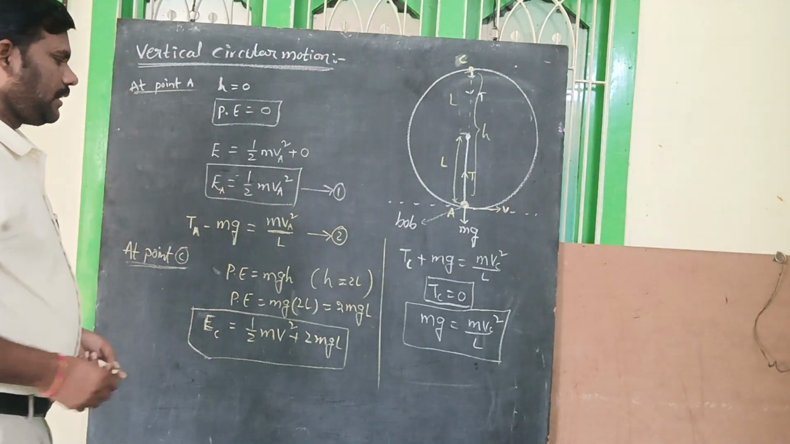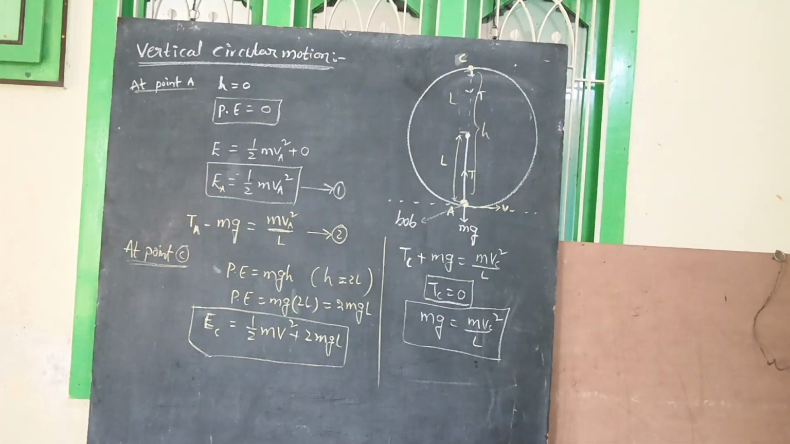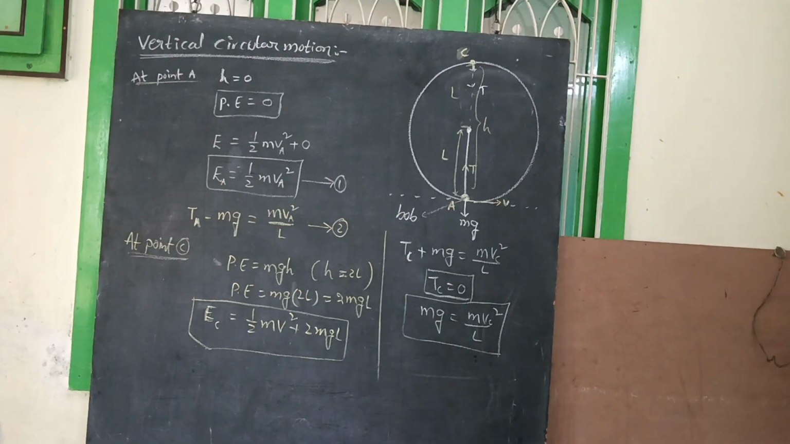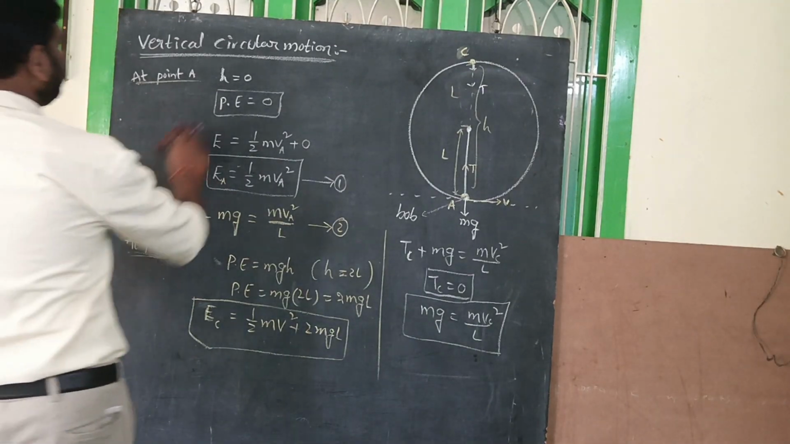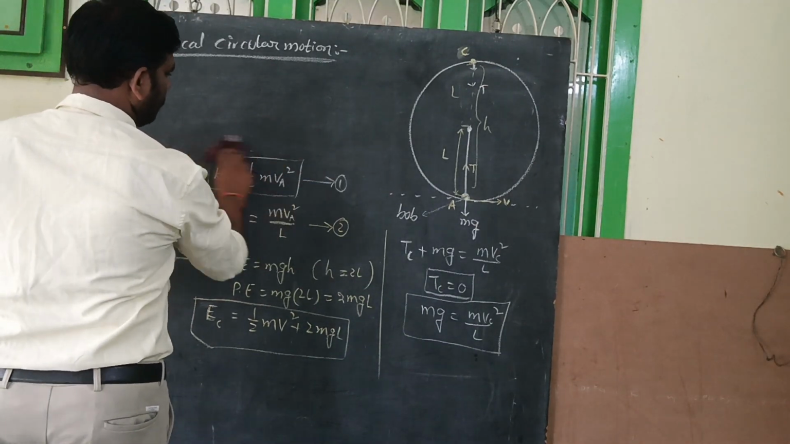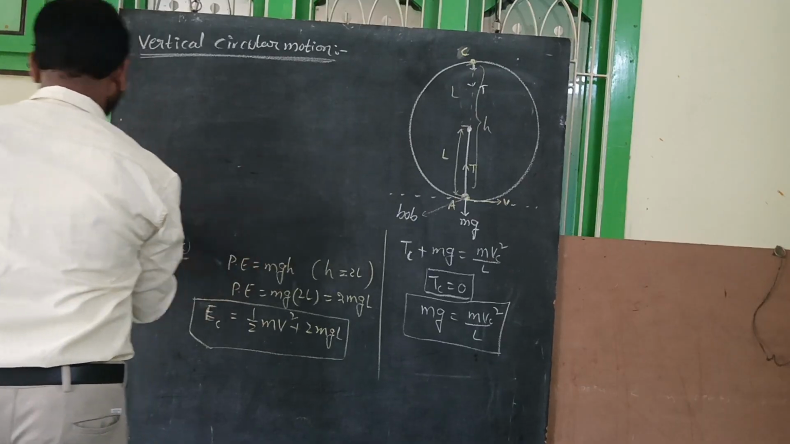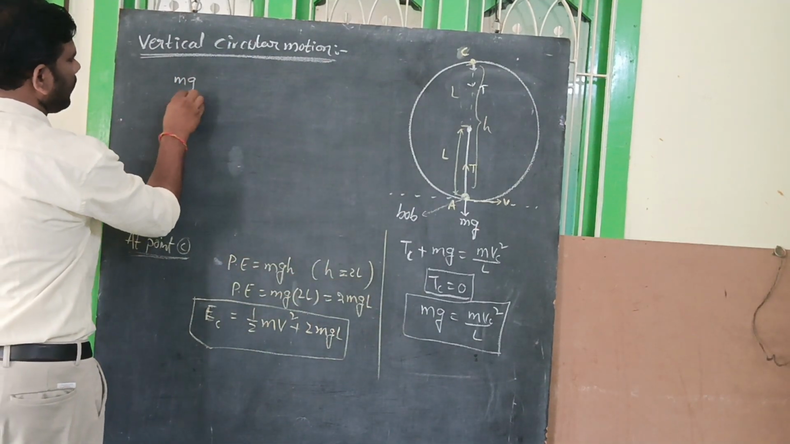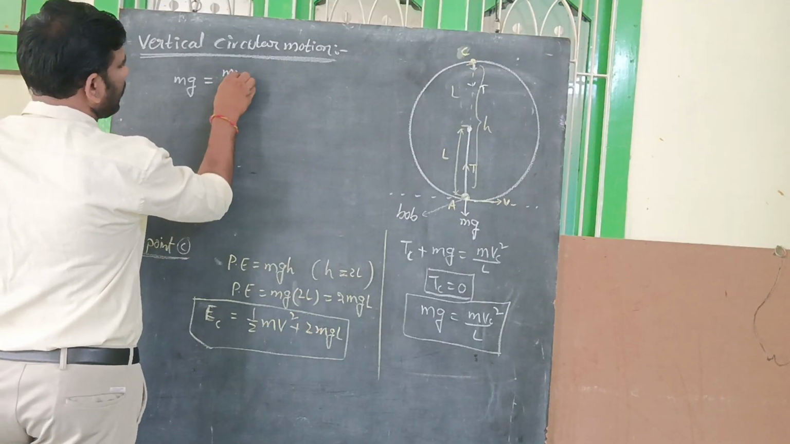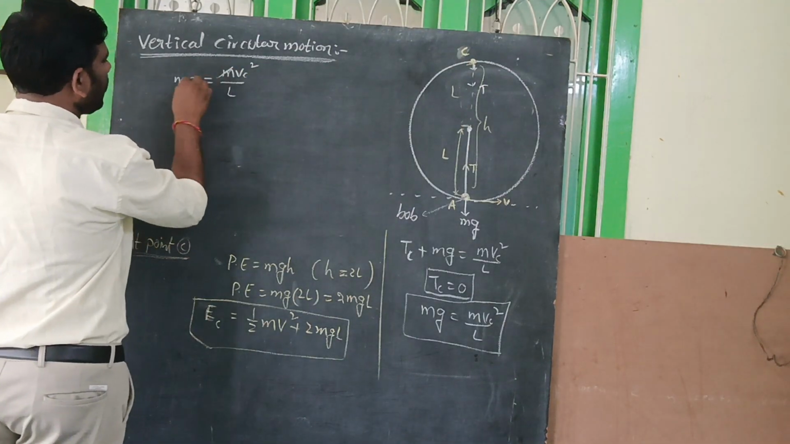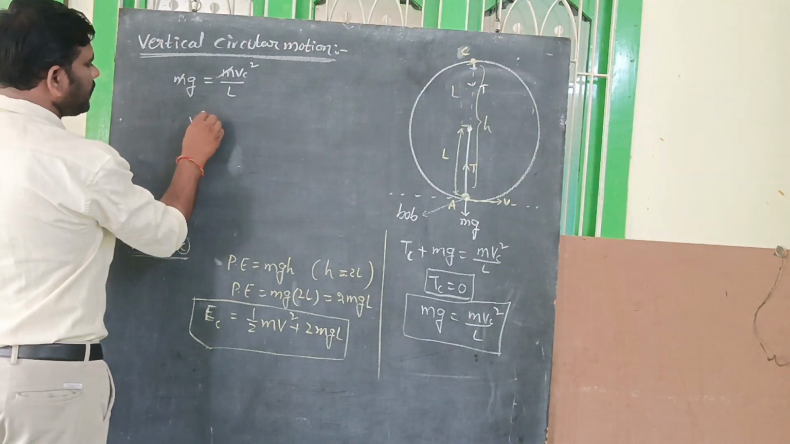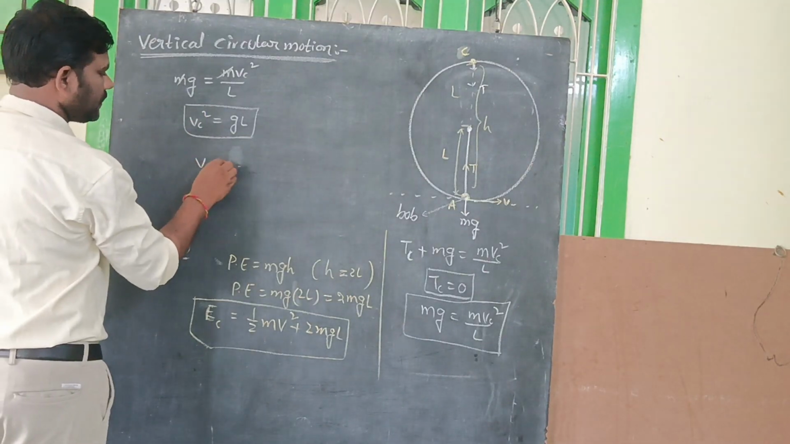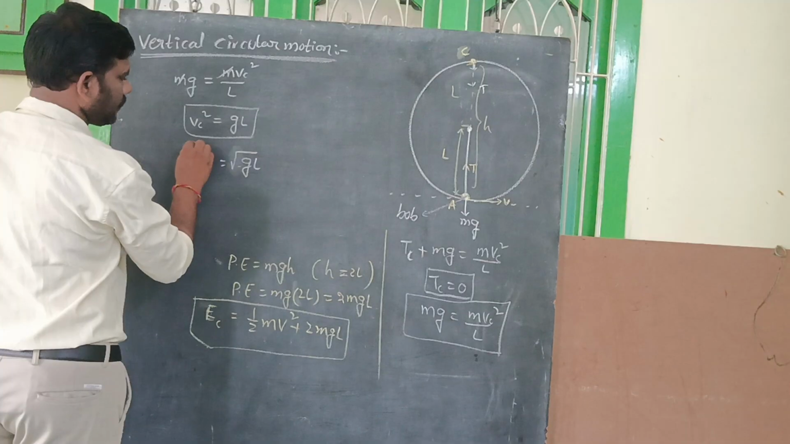So mg is equal to m v_C square by L. Here m cancels, so v_C square is equal to gL, and also v_C is equal to the square root of gL.